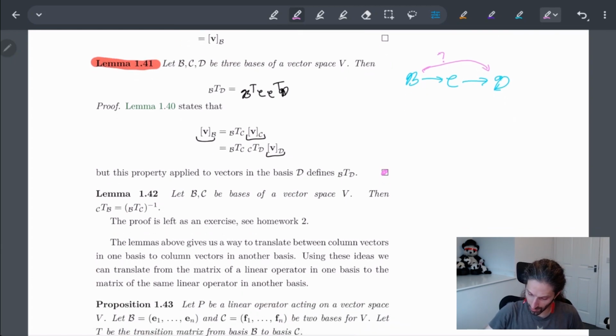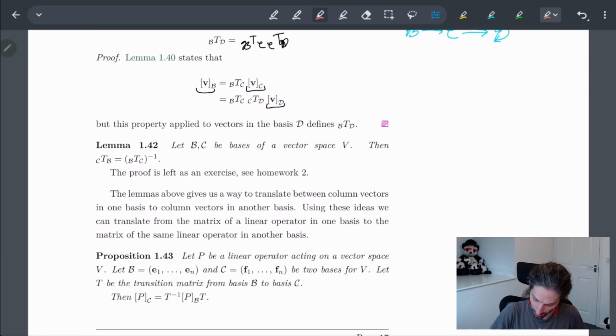Another thing, and this one we're going to leave as an exercise for y'all to do in the exercise sheet this week. Oh, I put homework. This should say exercise sheet. It's not in the homework.